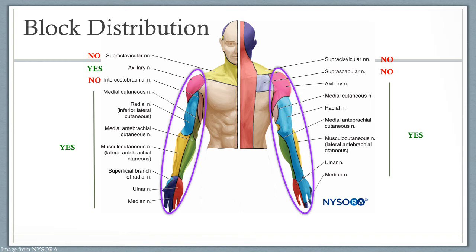In addition, as opposed to the name of the block, the distribution of the supraclavicular block would not include the supraclavicular nerve that supplies the skin over the clavicle and acromion. It also does not block the suprascapular nerves. These two nerves would be covered by the interscalene nerve block.